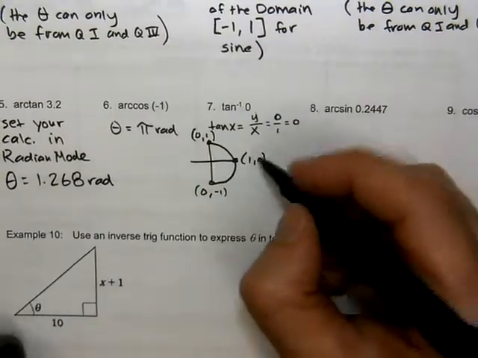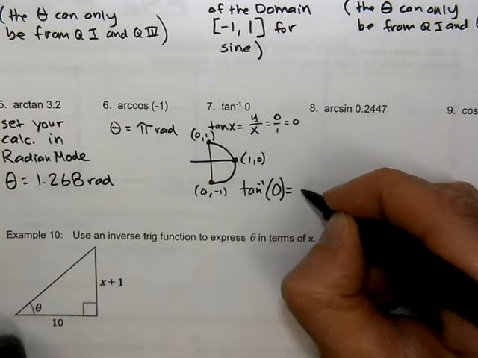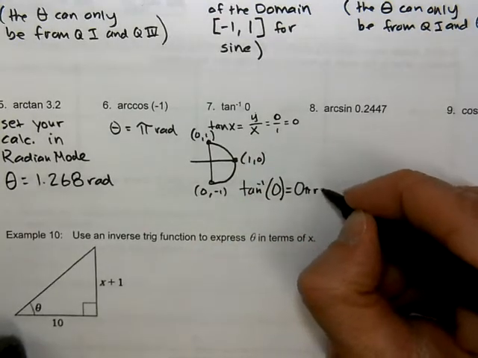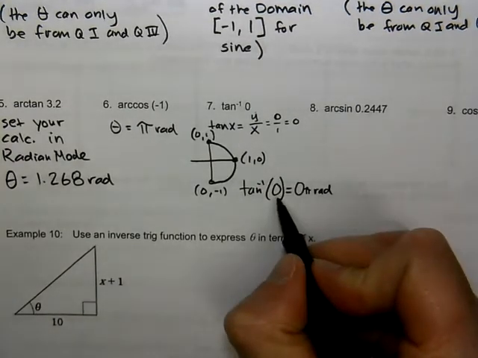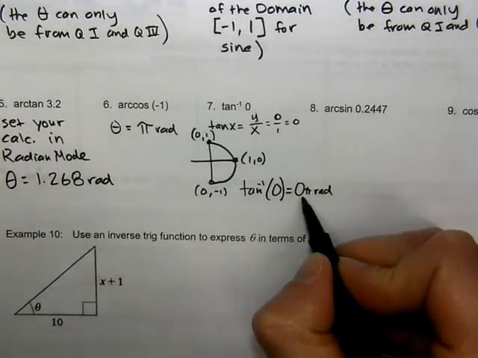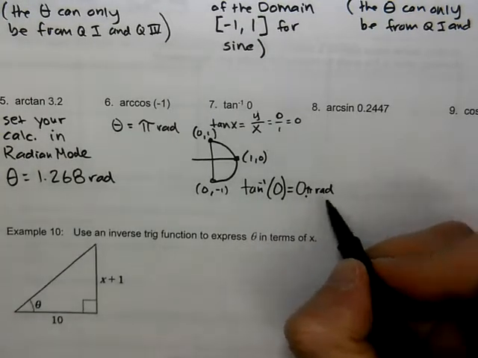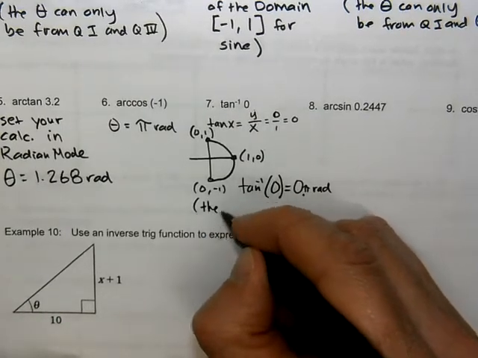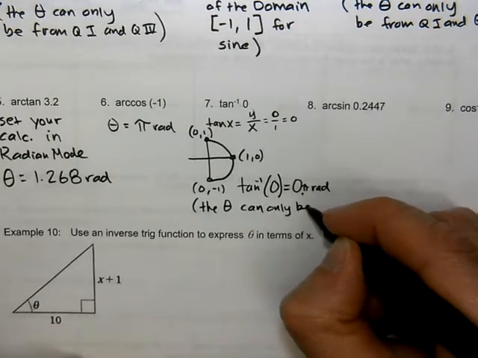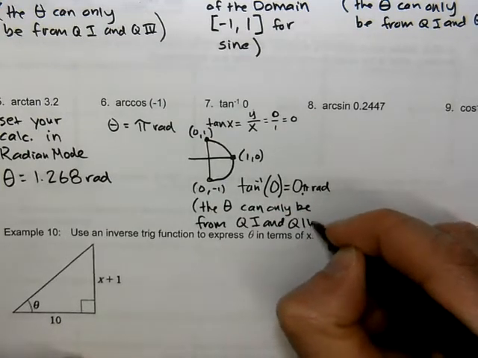So what we're saying is that the inverse tangent, when that ratio is 0, gives me an angle of rotation at 0 radians. So this is 0 pi radians. So this 0 is the ratio of the y and x coordinate, but this 0 is the angle of rotation, right? The inverse tangent always gives you an output that is an angle of rotation. And again, remember that our angle of rotation, our theta, for our inverse tangent can only be from these 2 quadrants, quadrant 1 and quadrant 4.